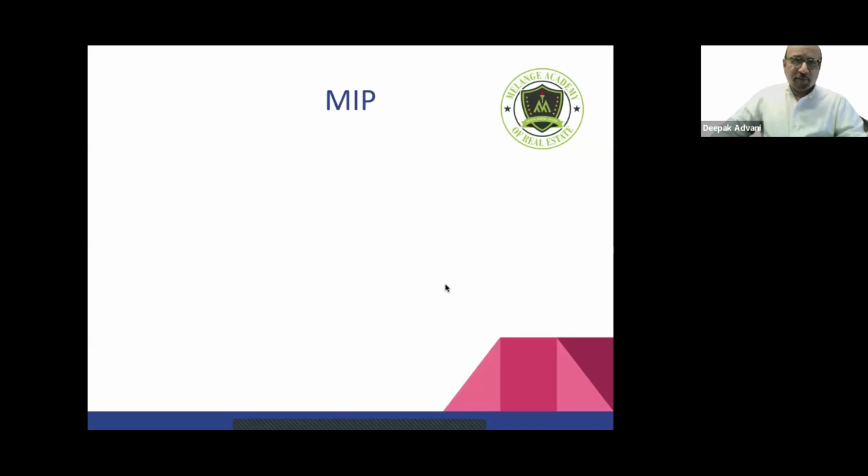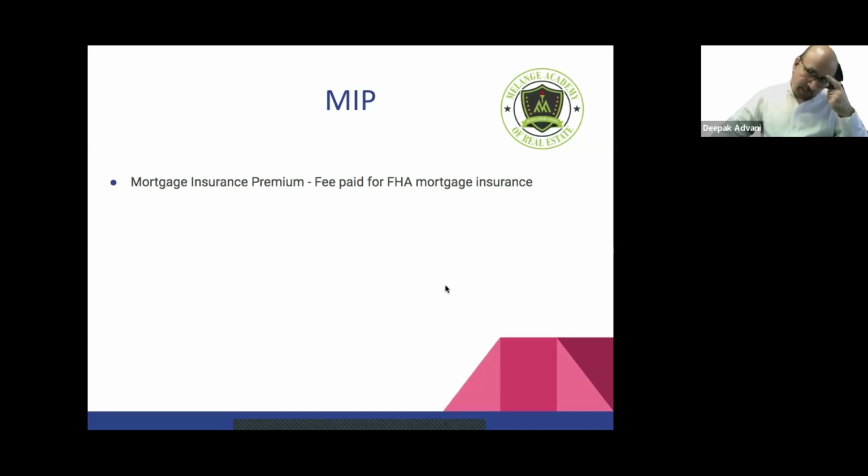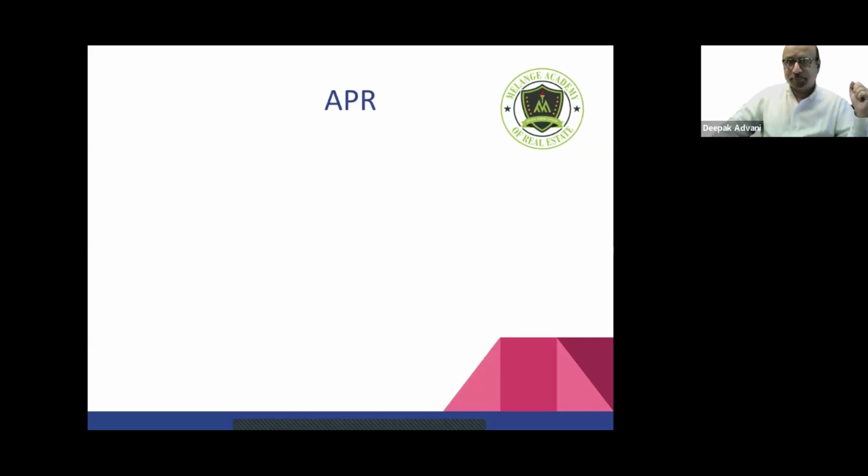Now on an FHA loan or a conventional loan, whenever you have less than 20% equity, the lender charges you a mortgage insurance premium. Now, MIP is different from PMI. MIP is the mortgage insurance, the fee that's paid to insure the FHA mortgages.